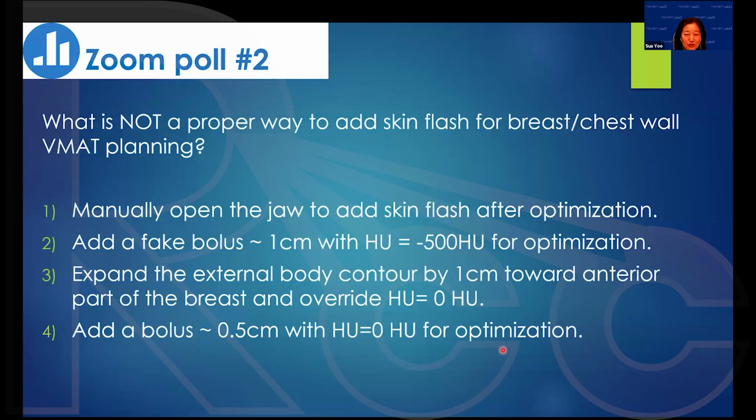And here's a second Zoom poll. What is not a proper way to add the skin flash for breast chest wall VMAT planning? Number 1, manually open the jaw to add the skin flash after optimization. Number 2, add a fake bolus of about 1 cm, HU value minus 500 HU, for optimization. Number 3, expand the external body contour by 1 cm and override HU as 0 HU and run optimization. Number 4, add a bolus of half cm, 0 HU, for optimization.